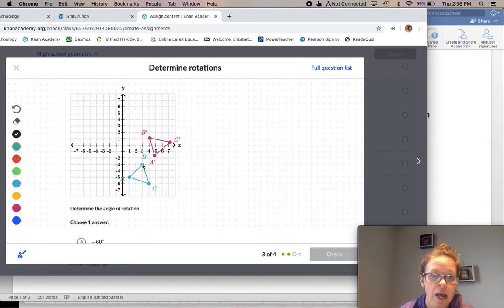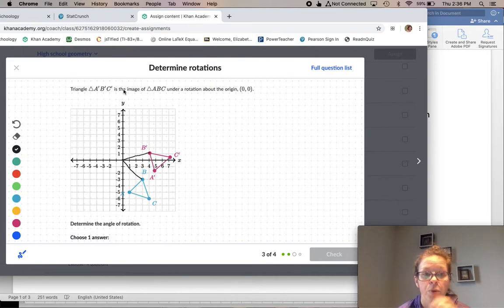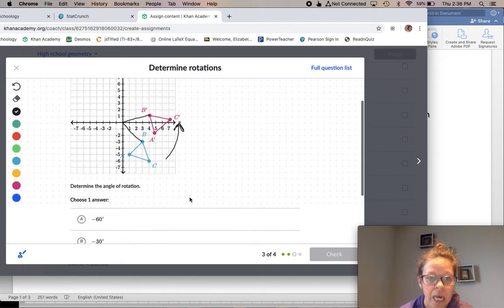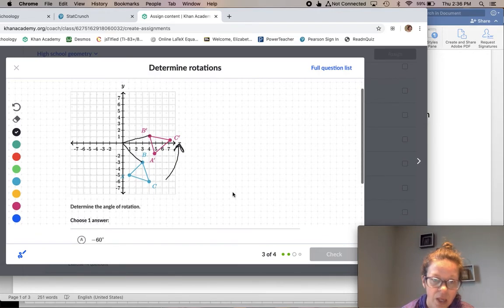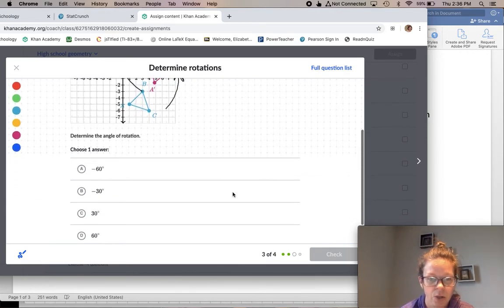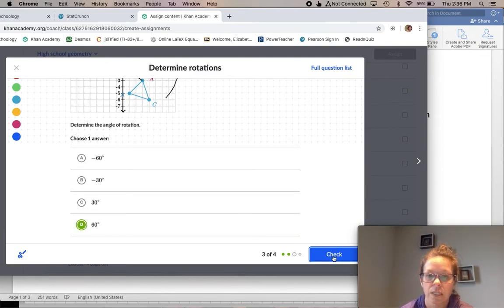I'm going to choose point B this time, just it looks like it's kind of the closest to the origin. And once again, the primes are the image, so that's the end. Blue is the beginning, so beginning to end means I'm going in the counterclockwise direction, which means I do have another positive answer here. So I can eliminate the negatives. And then my options are 30 or 60. So does this angle look like it is closer to 30 degrees or closer to 60 degrees? You could use a protractor. I think it looks closer to 60 degrees. So I'm going to choose the 60 degree.